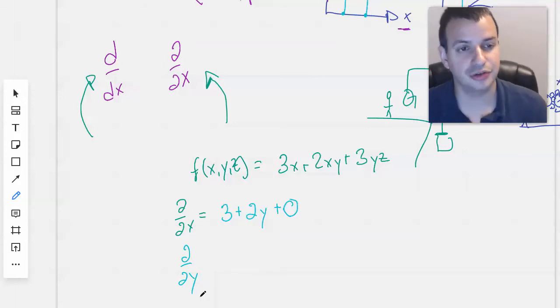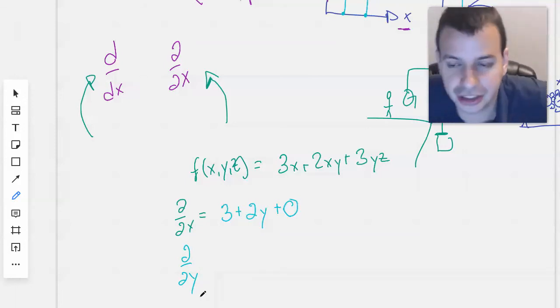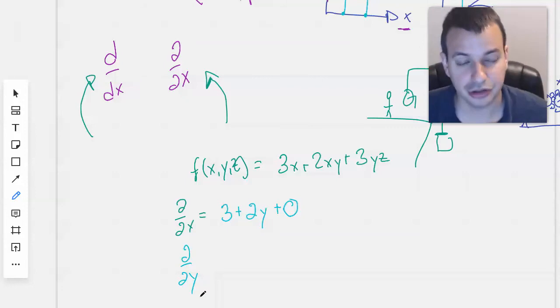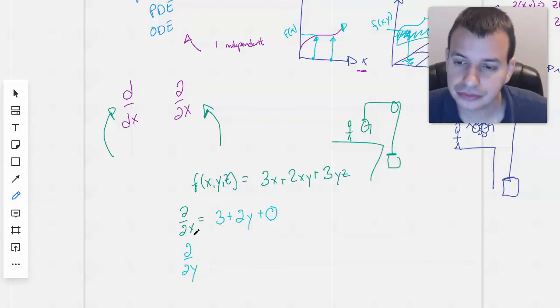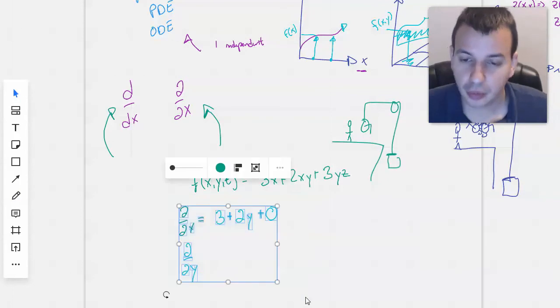You could also then take the derivative with respect to y. You could take the partial derivative with respect to z. And this will tell you different things based on what kind of physical phenomena you're trying to model here. And that's what partial derivatives are.